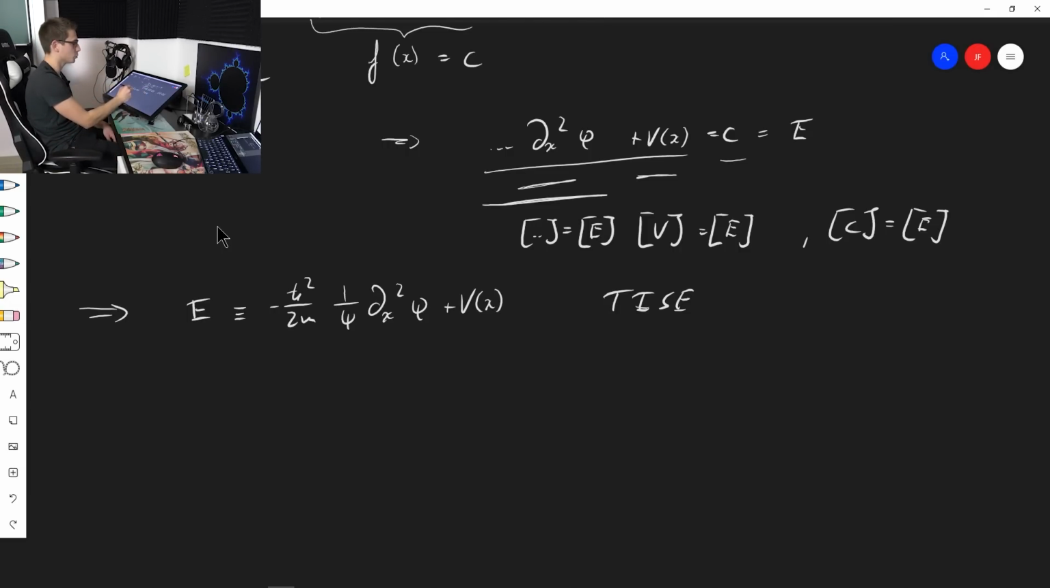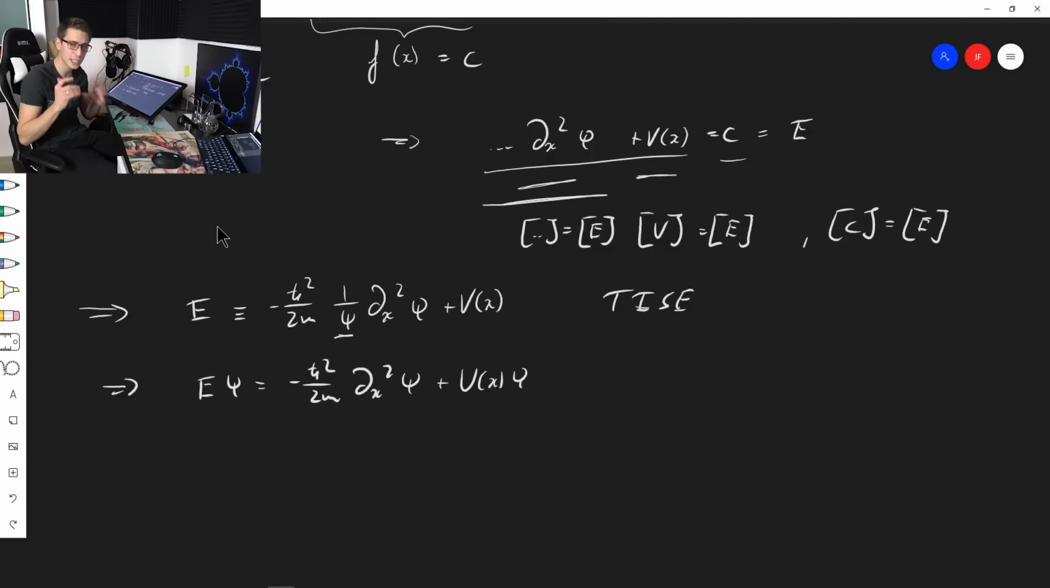Namely, I would like to multiply both sides by psi because it's not equal to 0, leaving us overall with E times psi being nothing but negative h bar squared over 2m times del x squared of our psi plus V of x times psi. This right here is the real final form of the time-independent Schrödinger equation, and it even takes another form.